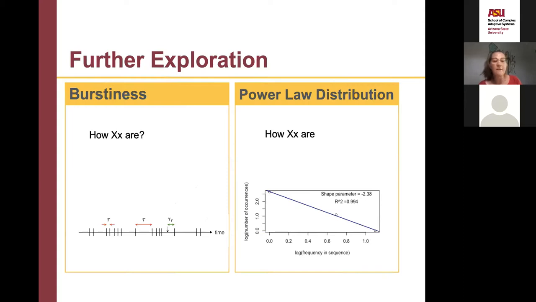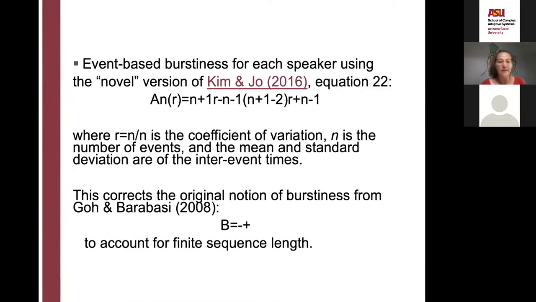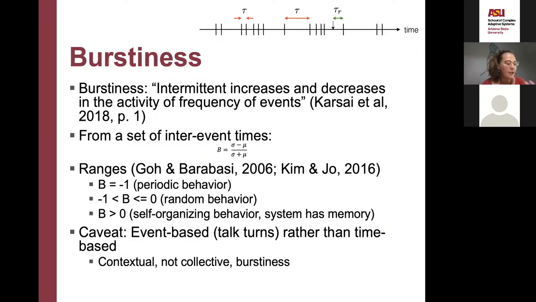So in further exploration, we are currently using measures of burstiness and power law distributions to think about how groups may be self-organizing. Essentially, burstiness is an intermittent increase and decrease in the activity of frequencies of events. We don't see things at a nice regular pace in classroom discourse, but instead they're bunched together and then nothing happens for a while, and then they're bunched together again, taking up this same idea of the cognitive types of moves that are being made in these groups.